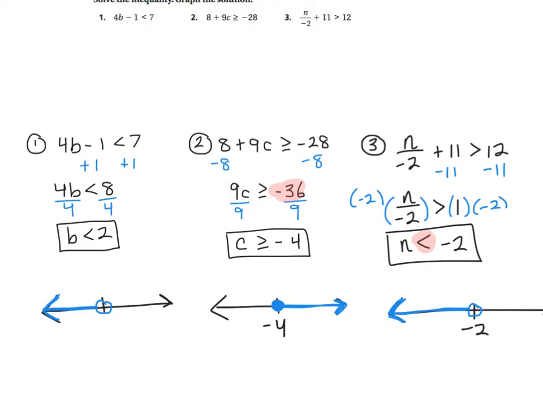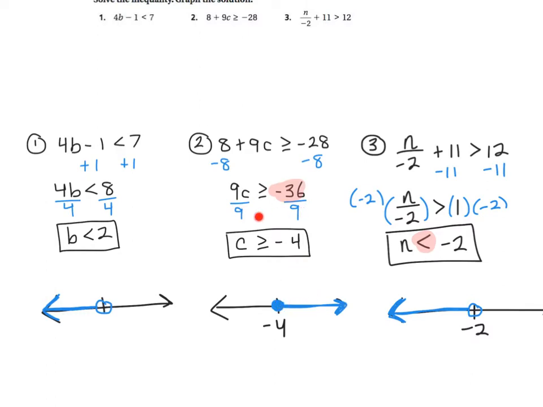Now for number 2, remember we're trying to isolate our variable. So the first thing I'm going to move is the 8. I know you don't see it, but we know that this is a positive 8, so the opposite of that is -8. So please check this number. -28 minus 8 is -36. I usually see a lot of mistakes with this number. And then divide both sides by 9. C is greater than or equal to -4, so we use a closed circle and to the right.